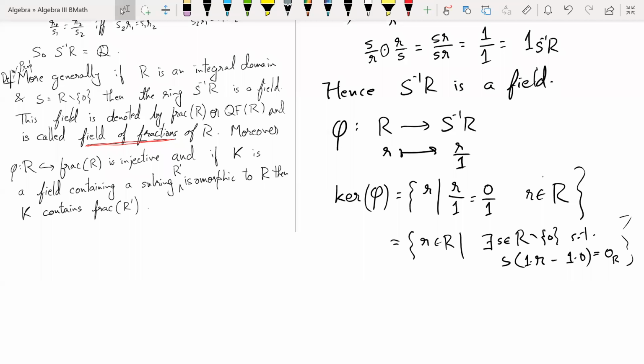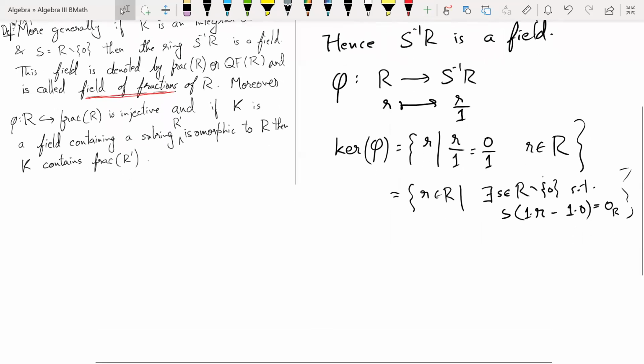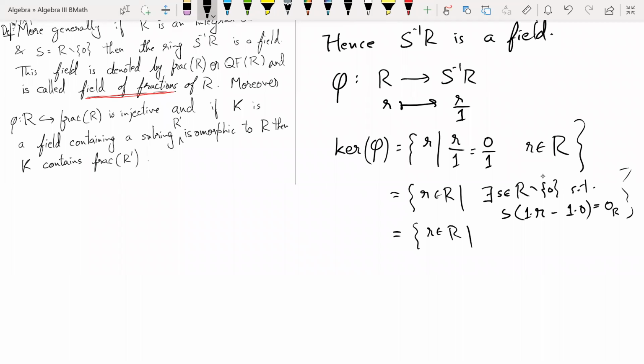There are two rings floating around, so one has to be careful which ring you are in. There is 0 of R and there is 0 of S inverse R. One times R is R, 1 times 0 is 0, and the difference is R. So this is saying R in R such that S times R is 0, with S non-zero. But R is an integral domain, so no matter which S you take, this is the same as saying R equals 0. So the only thing which goes to 0 in S inverse R under this map is 0, which implies phi is injective.